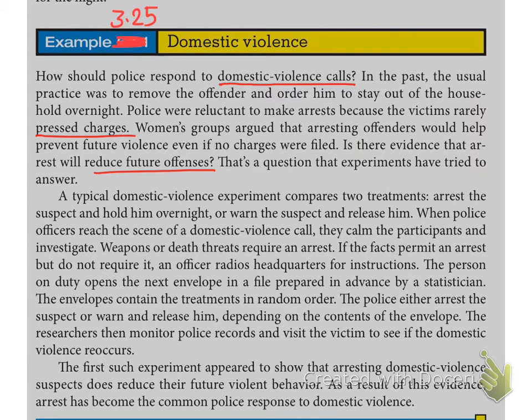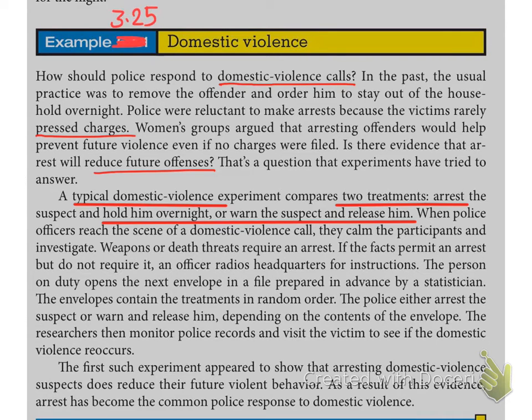So basically, a typical domestic violence experiment compares treatments. They did an experiment with different treatments: they wanted to check whether to make an arrest, or hold the suspect overnight, or warn the suspect and release. They were thinking about whether arresting is good, or whether just giving a warning, or holding the person overnight and then releasing them, is better. So how did they conduct that experiment?